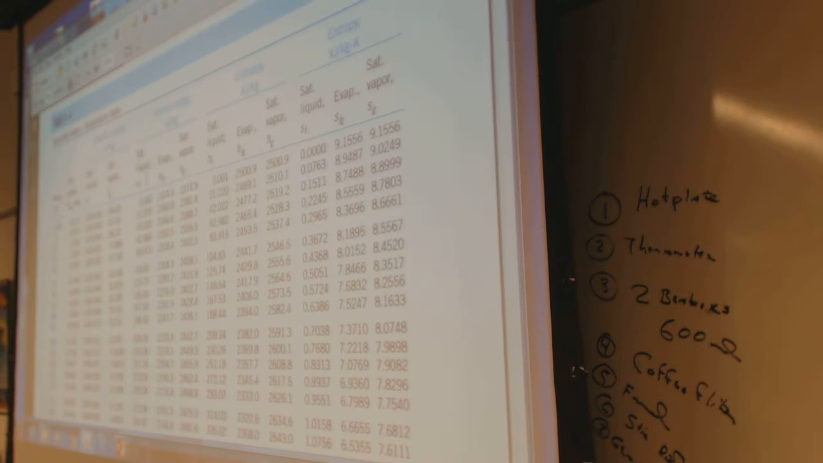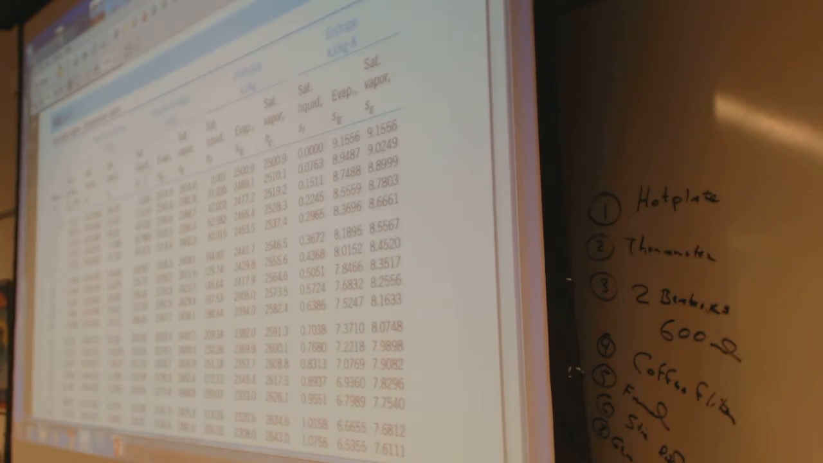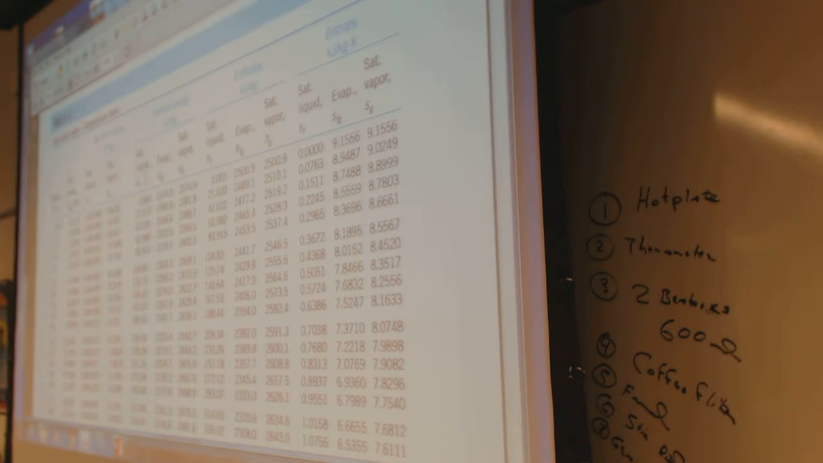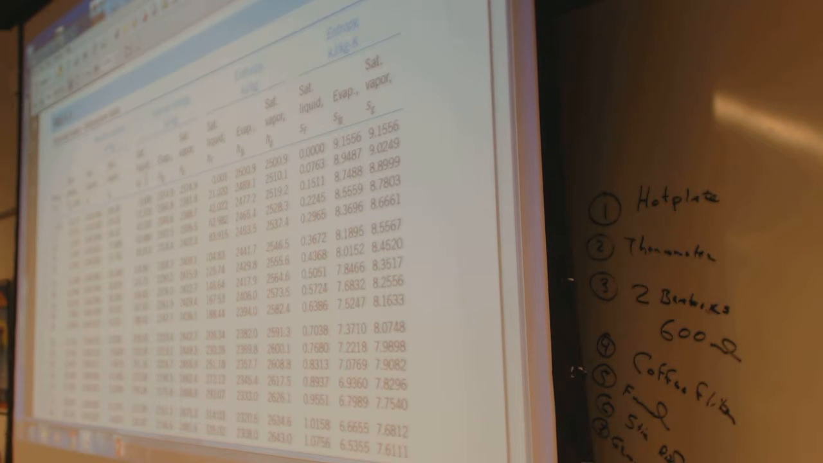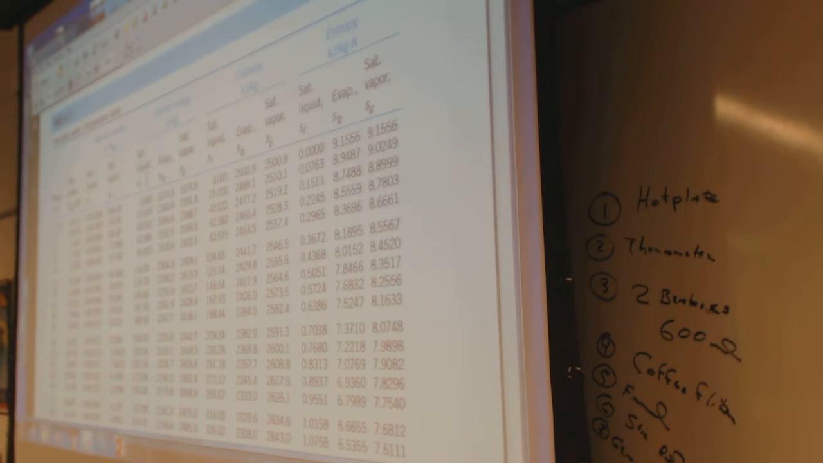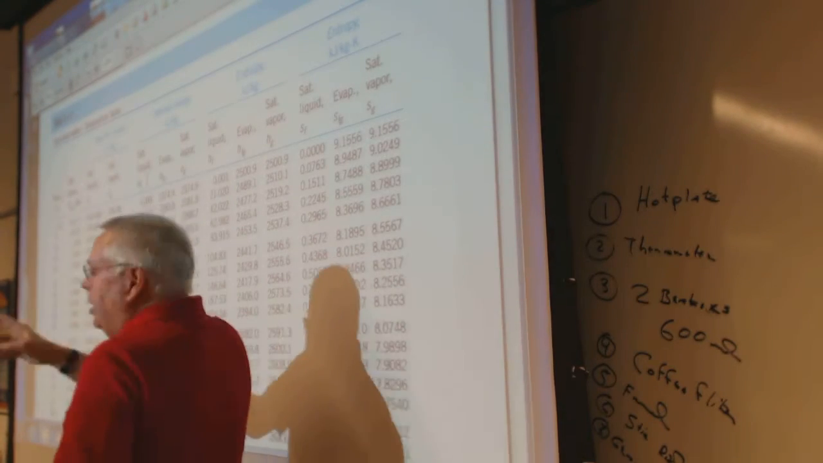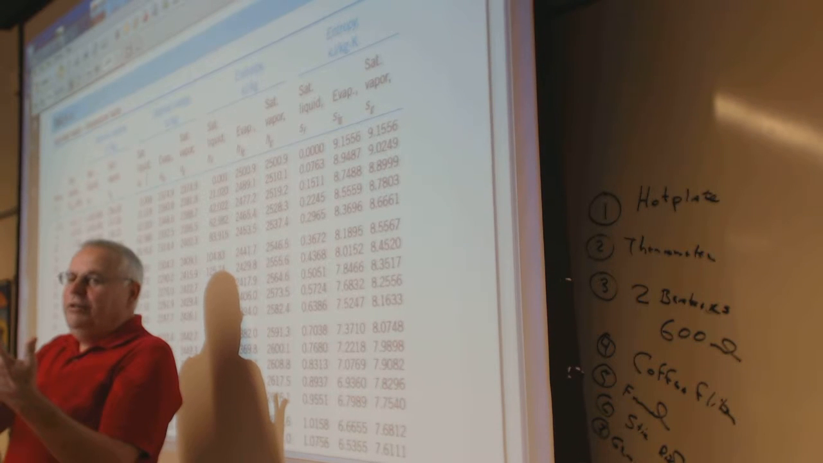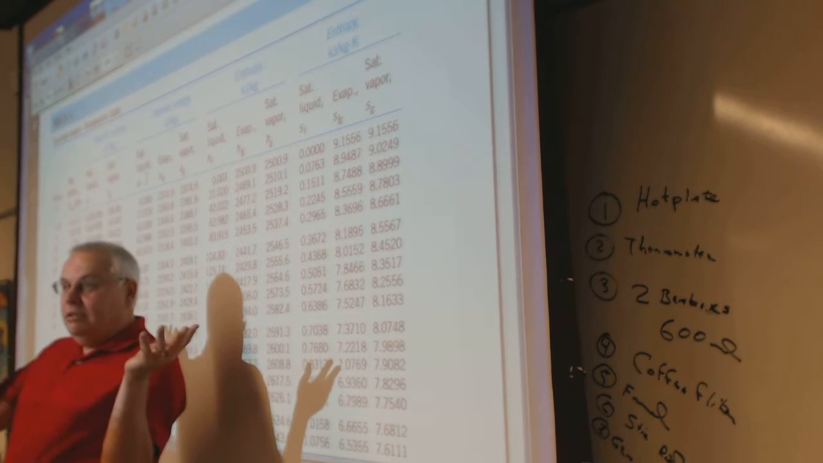Just as an example, would you mind calculating the quality on that one? It's a saturated mix, and I will do that. Sorry, can you go over how you figured out it's a saturated mix again? It's between the two. If it was saturated, you have two states: it can be liquid or it can be vapor. And if you have a mixture of the two, then it's a saturated mix.